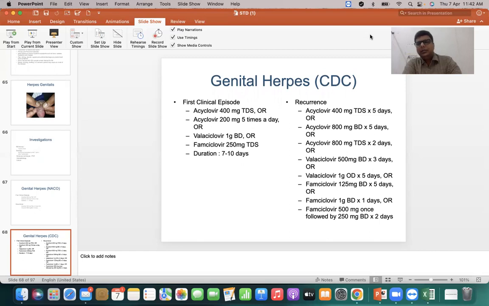In recurrent episodes, acyclovir 400 mg is given 3 times a day for 5 days, or acyclovir 800 mg 2 times a day for 5 days, or acyclovir 800 mg 3 times a day for 2 days, or valacyclovir 500 mg BD for 3 days, or valacyclovir 1 gram BD for 5 days.